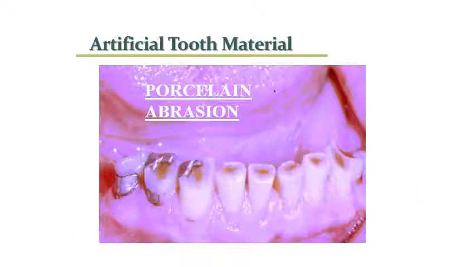Artificial tooth material. This picture reveals attrition of natural dentition in case of the use of porcelain teeth. So this is a case of porcelain abrasion as a result of the use of porcelain teeth in the complete denture opposed by natural dentition.